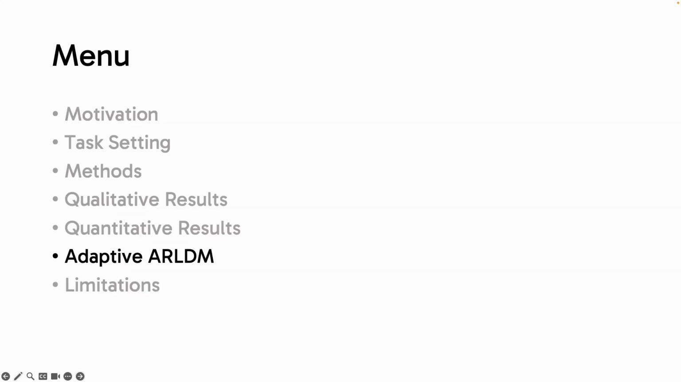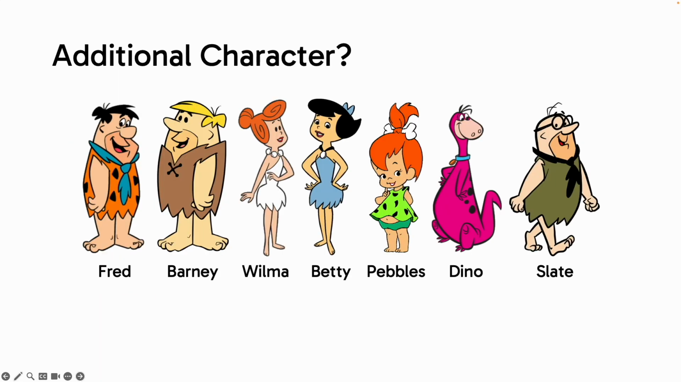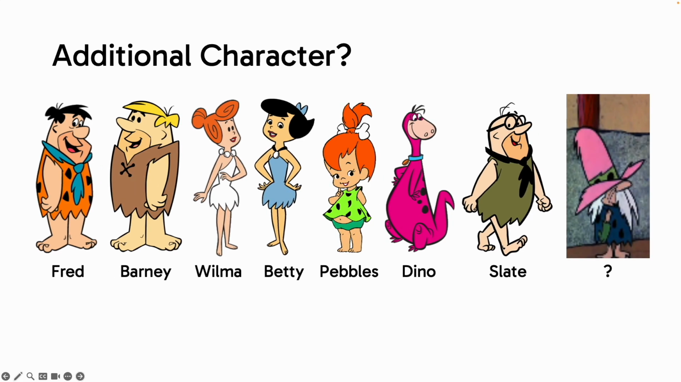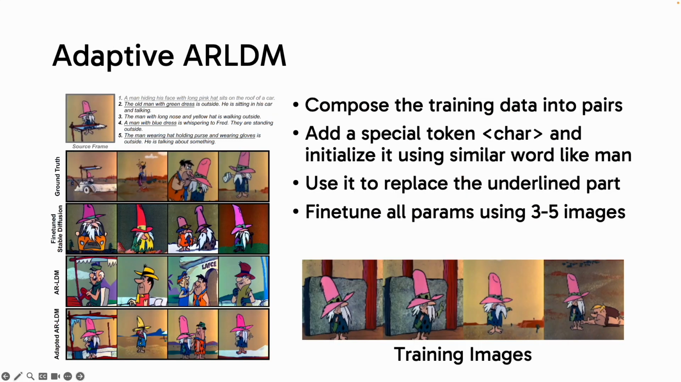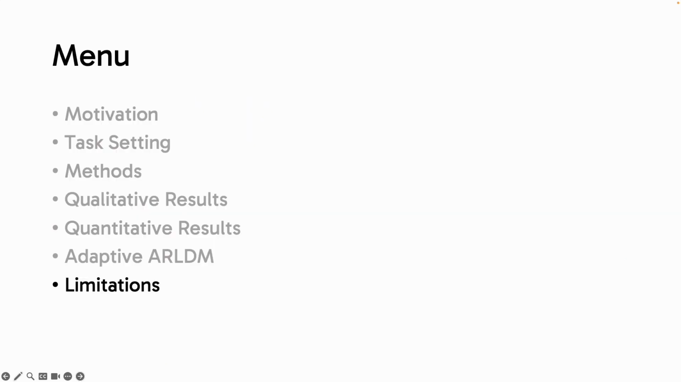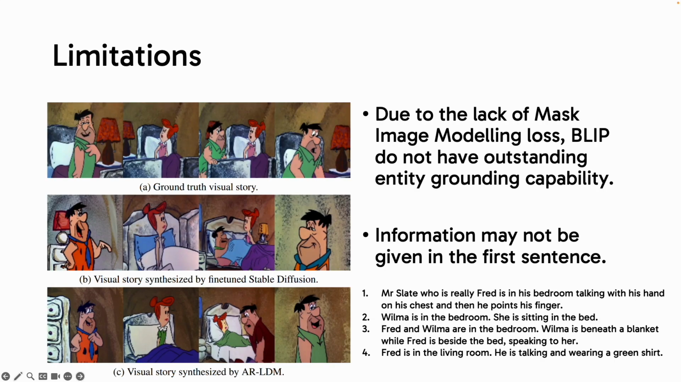Beyond these results, we have also explored to adapt AR-LDM to new characters. Take the Flintstones dataset as an example. Is it possible to add 1 new character to the character set? We propose the adaptive AR-LDM to tackle this challenge by fine-tuning the model. We find that we can adapt our model to the new character while still able to correctly draw the existing character, such as Fred.